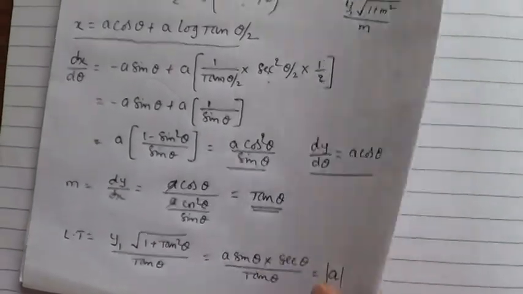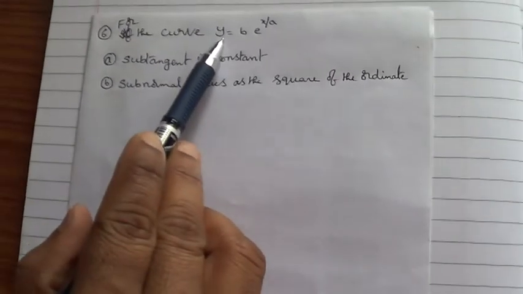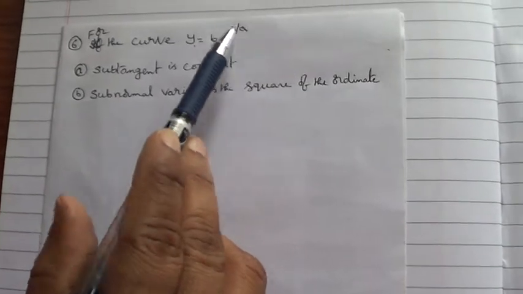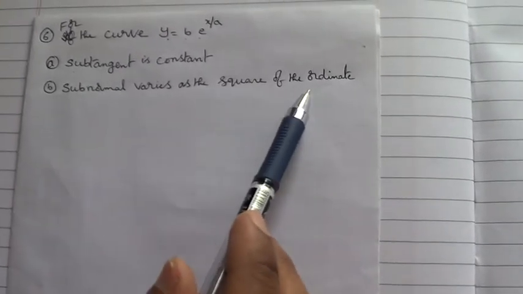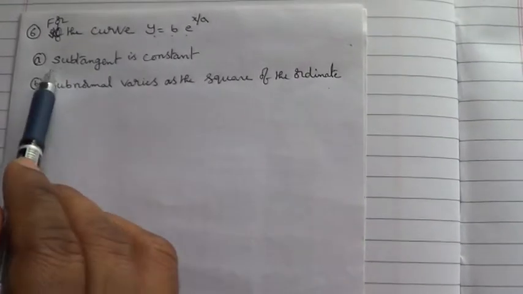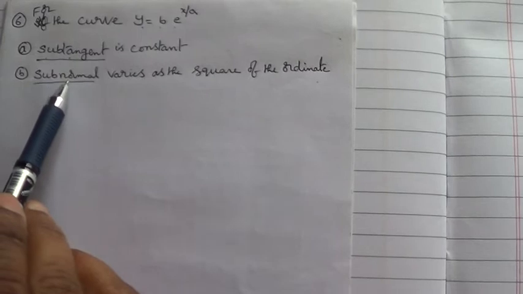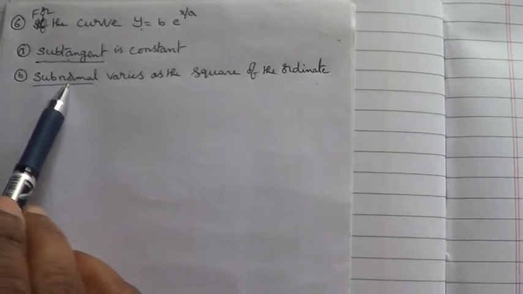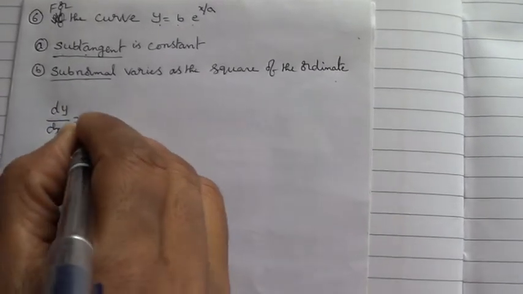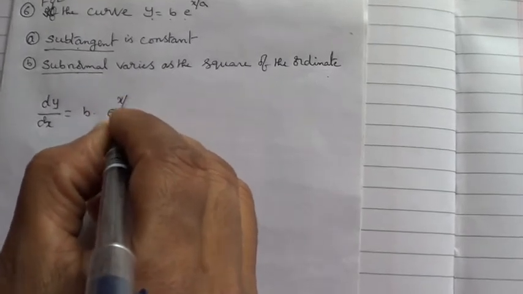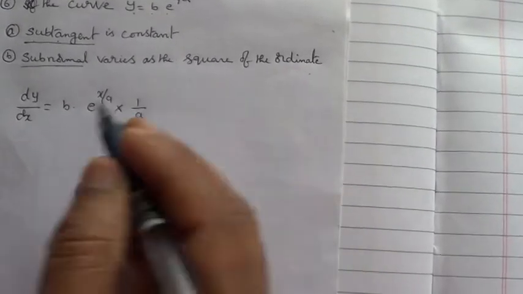Okay, next we are going for another question. This is the other question given for the curve y is equal to b into e power x by a. Subtangent is constant, subnormal varies as the square of the ordinate. So whatever it may be, we require the length of the subtangent and the length of the subnormal. For finding either, we require m. So differentiate the given curve. dy by dx is equal to b into e to the power of x by a into the differentiation of x by a, which is 1 by a. Okay, so we got m.